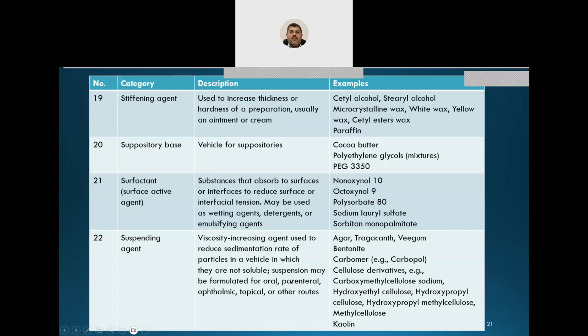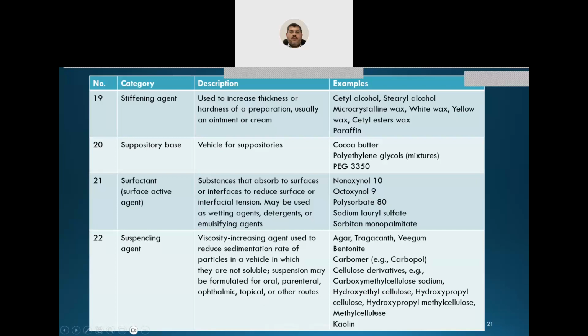Some are injections, some are eye drops, some are for oral administration, and some for topical administration, like calamine lotion. It is for application onto the skin. So we have a lot of materials.